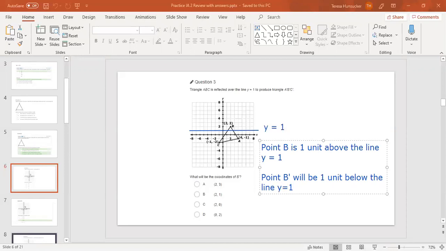Now think about that. B prime's x-coordinate won't change. It won't be affected. So it was 2 and it'll stay 2. Now, if it was 1 unit above the line y equals 1 and it was at 2, okay, 1 unit below the line y equals 1 will be 0. So B prime will be located at 2, 0.